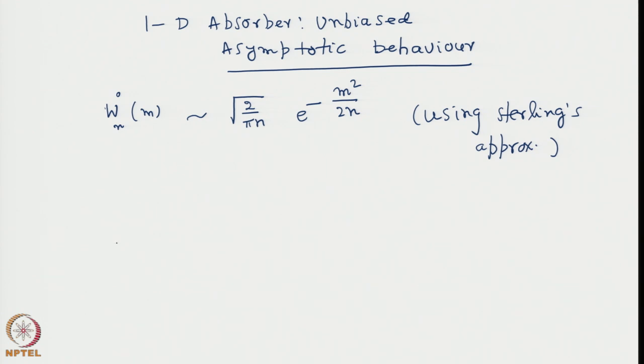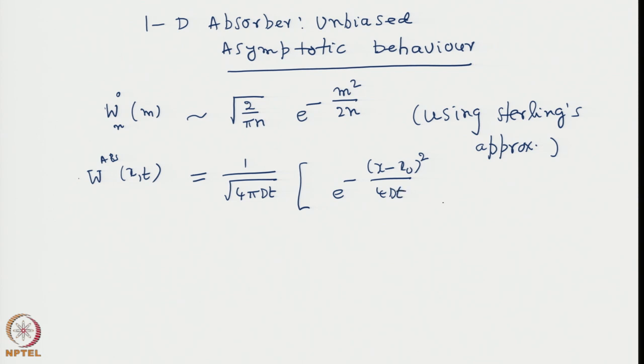We apply this form to the WM with the absorber. So, there are two terms of the similar type with the M replaced with M plus M naught and M minus M naught. So, the answer is pretty simple here. And then of course, we also continue by replacing M with X. The occupancy probability will now become probability density, so that we call it W absorber X T. It will go over to 1 by root 4 pi Dt of e to the power minus x minus x naught square by 4 Dt minus e to the power minus x plus x naught square by 4 Dt.